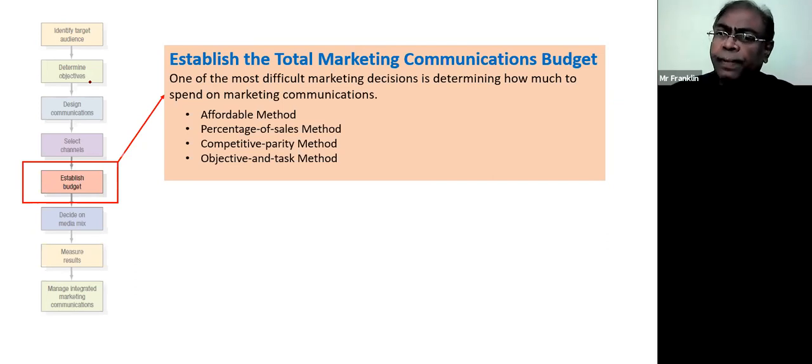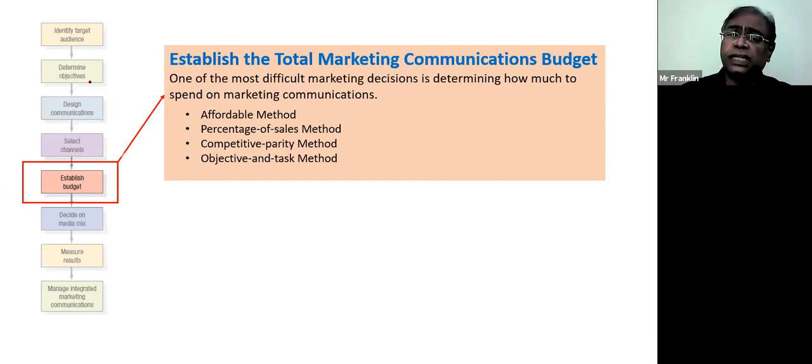Next is competitive parity. Competitive parity means what a competitor is spending. If he is spending 1 million, I had also better spend 1 million. Then only I can get the same coverage as the competitor. If he is spending 1 million, many people know about his product. If I am spending only 100,000, I'm sure I'm not going to get the market share, right?